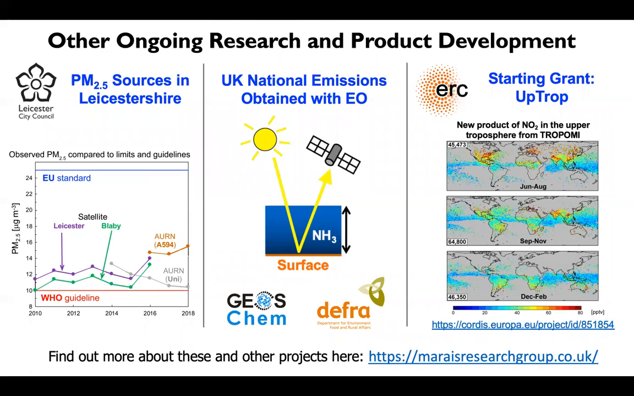I'm also working with DEFRA and using the geochemical transport model to obtain estimates of ammonia from the EASI sensor. And this is going to be used to test the UK National Atmospheric Emission Inventory of ammonia, which is very challenging to estimate. And then I've also been awarded an ERC starting grant, and the project is called UpTrop. And in UpTrop, I'm developing new products of NO2, most notably focusing on the upper troposphere, so about 8 to 12 kilometers overhead from the TROP-OMI instrument. And I've just indicated a web link to find out more about that project.